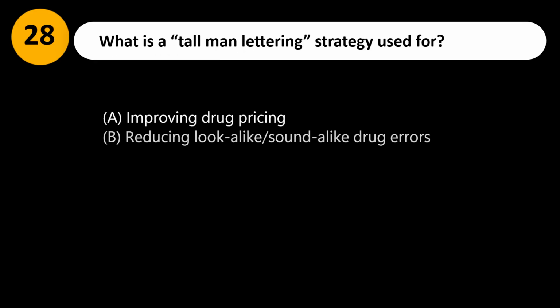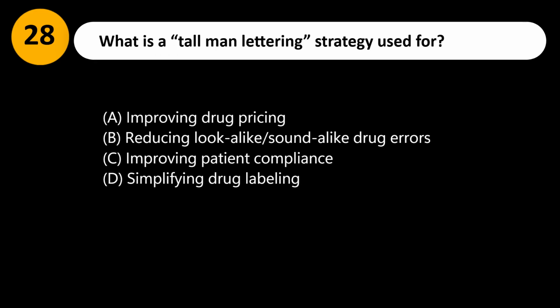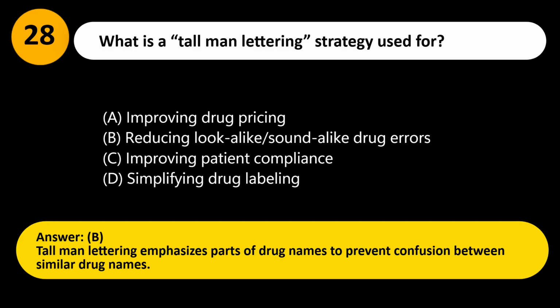What is a tall man lettering strategy used for? A. Improving drug pricing. B. Reducing lookalike/soundalike drug errors. C. Improving patient compliance. D. Simplifying drug labeling. Answer, B. Tall man lettering emphasizes parts of drug names to prevent confusion between similar drug names.